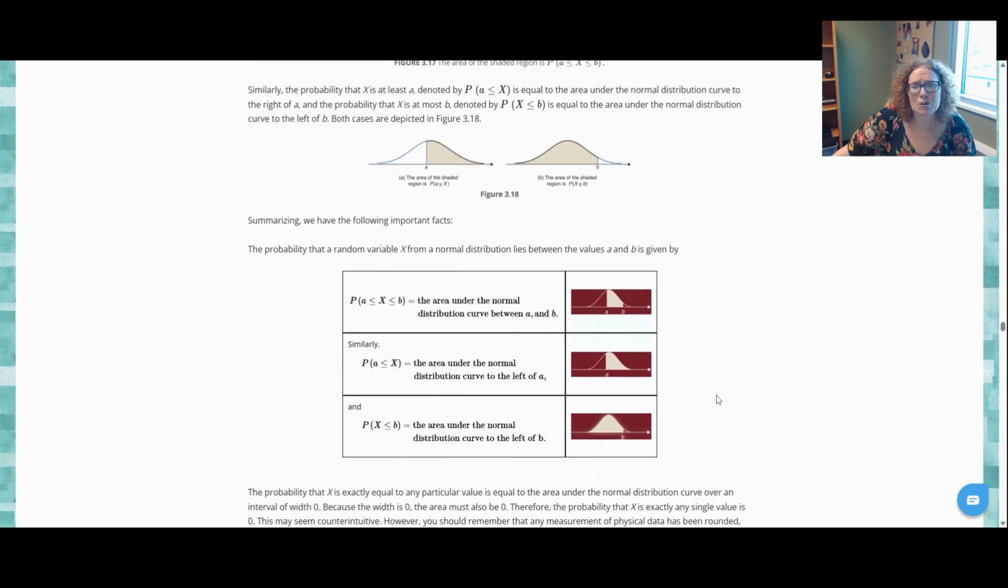And there are some formulas here that will always tell you what it's going to be. If it looks like this, then you know the probability of x being greater than or equal to a. That's what this graph is showing you.